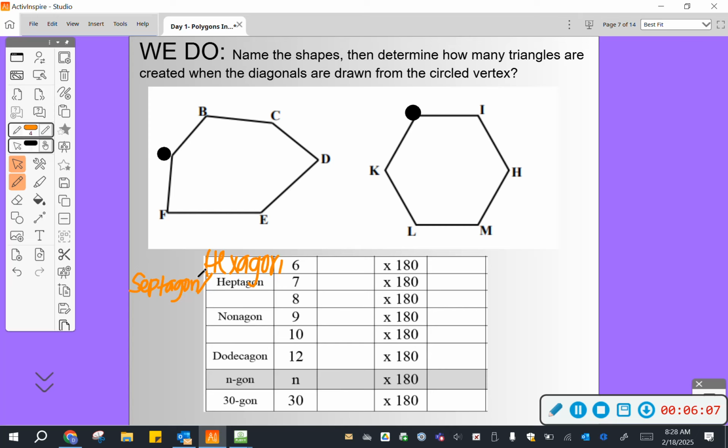Anybody know what 8 sides is? We did that in the warm-up, right? Octagon. Like an octopus. Good. Exactly. 9. Everybody say nonagon. Nonagon is 9. Anybody know what 10 sides is? What is 10 years? A decade. So 10 sides is decagon. Decade, decagon. All right.